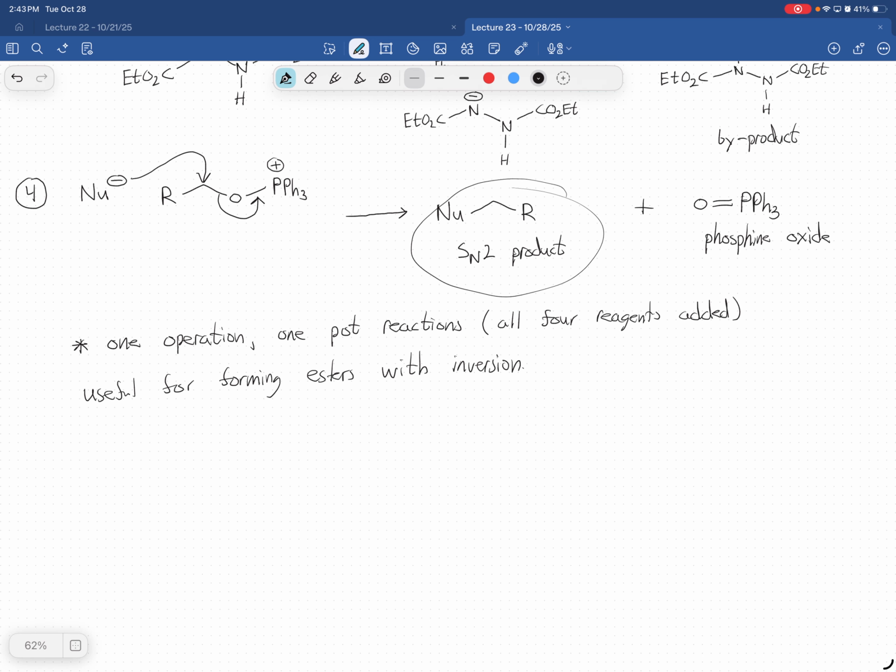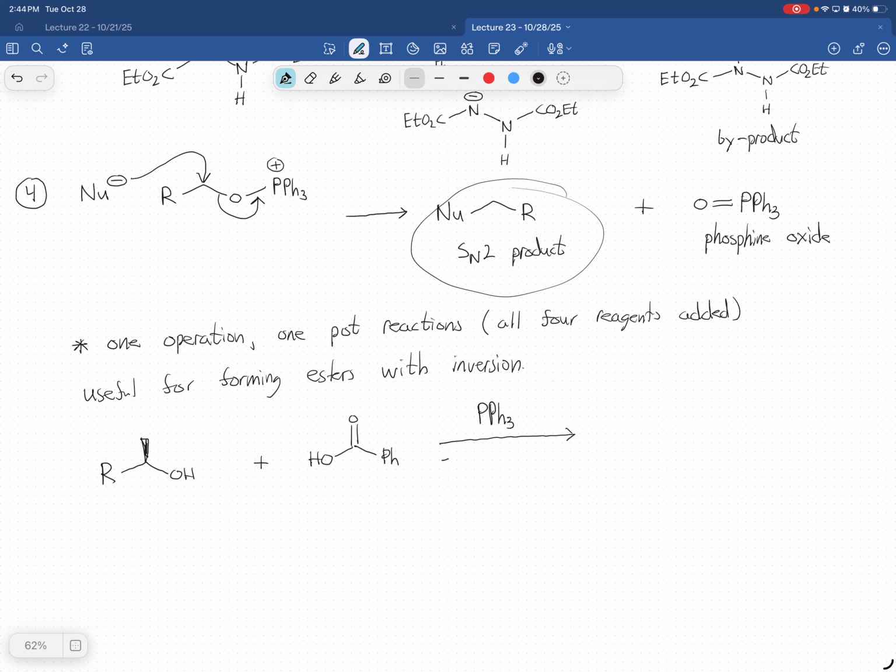Okay, so for example, let's say we have our alcohol here, and it's an R group, and it has one stereocenter. Well, I can convert this immediately with an ester, like so. So here's the prime example why this is pretty cool. Here's a benzoic acid. We do our Mitsunobu reaction, PPh3.